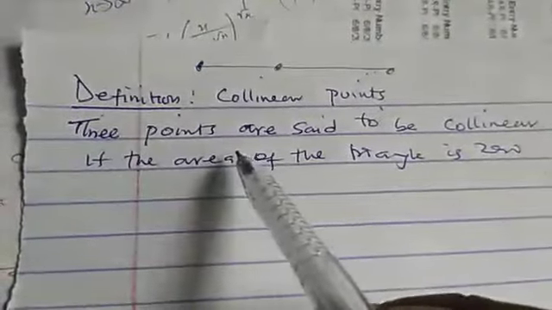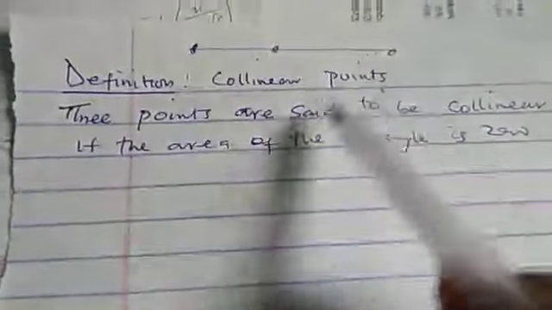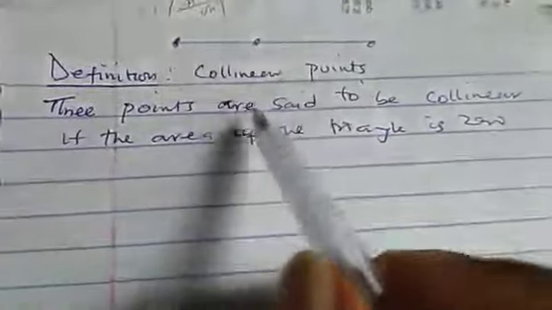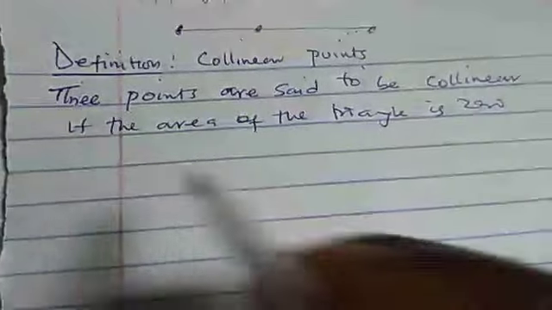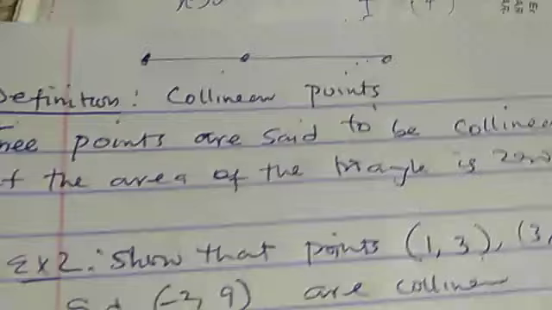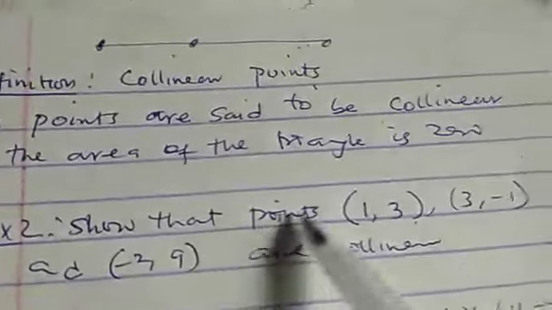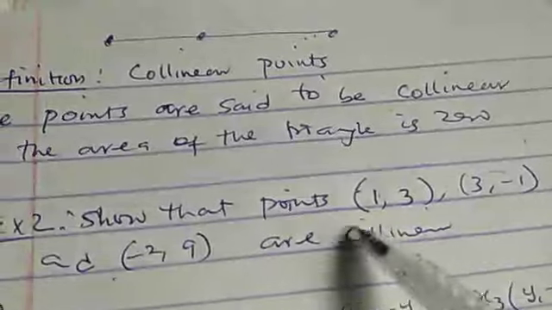But in terms of area of a triangle, we can define collinear points. We say that these 3 points are collinear if the area of the triangle is 0. And we should know it will be 0 because when we have a straight line, there is no triangle. Now let's take an example. So that will be our example 2. Show that these points 1, 2, 3 are collinear.